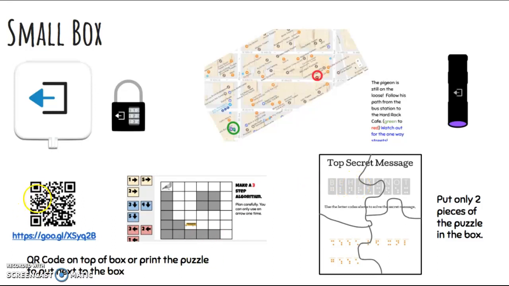If you're doing digitally, you can print out the QR code for this puzzle that is right here, the 3-step algorithm one, or you can print it out if you don't want to do that and place the puzzle next to the small breakout box. So you can play either way.